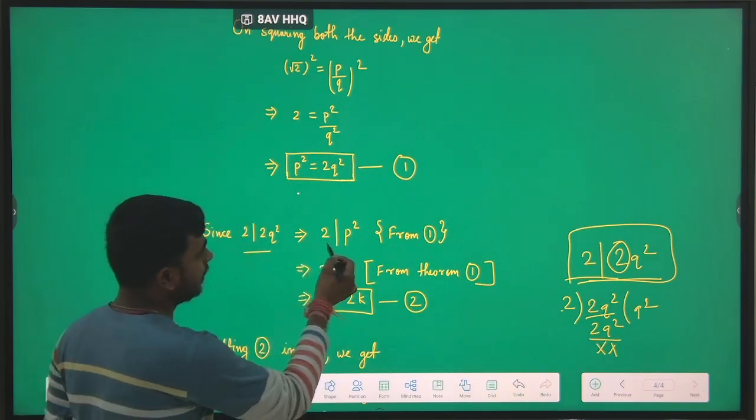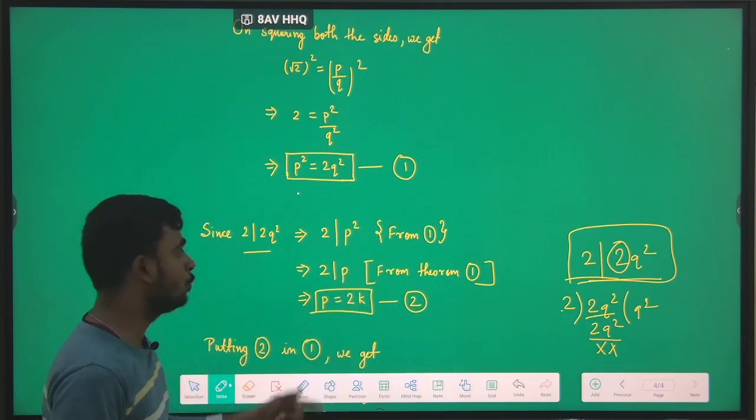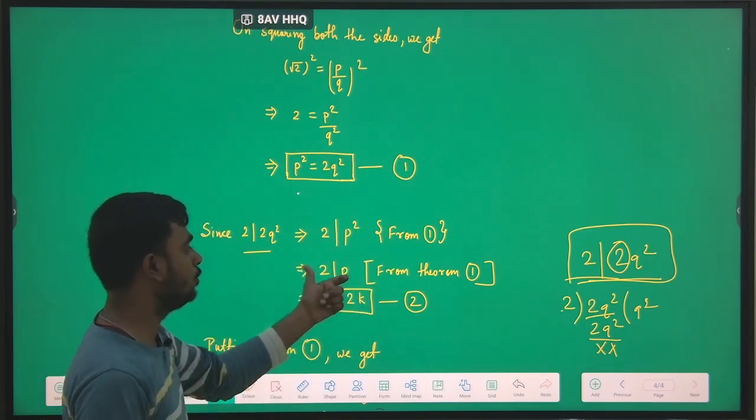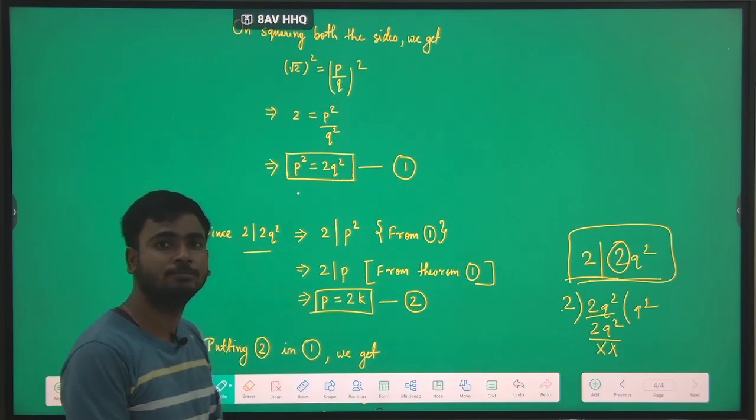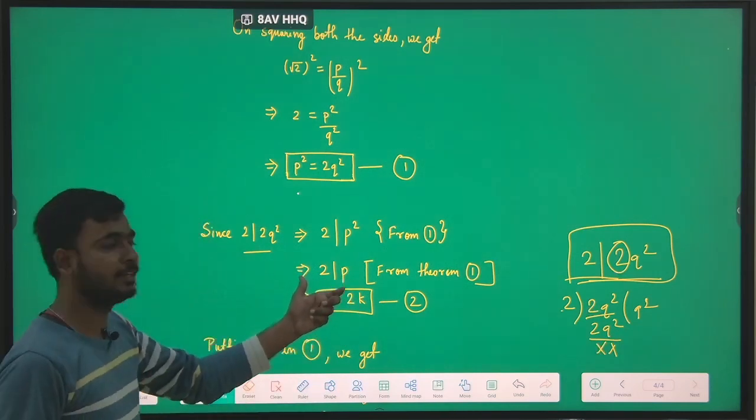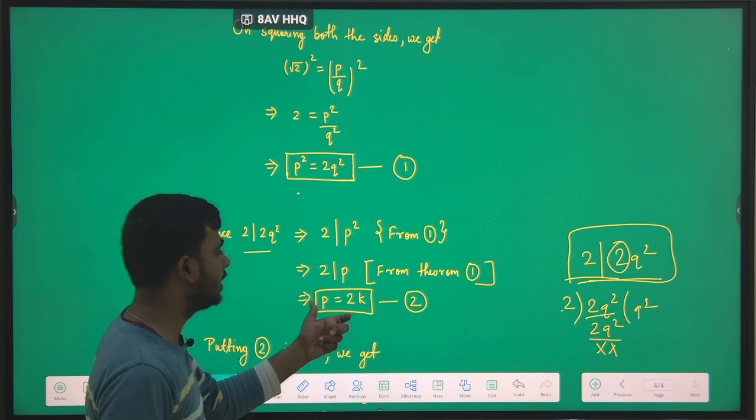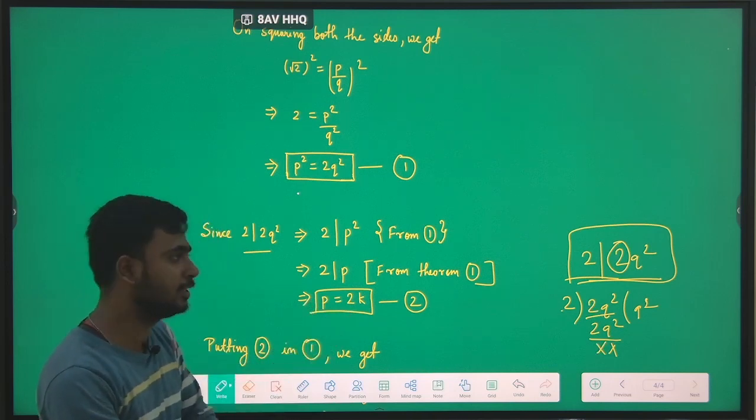तो यहाँ पे हमने क्या देखा कि 2p स्क्वायर को डिवाइड कर रहा है. तो पहले थ्योरम को अगर हम लोग यूज करें तो हम लोग बोल सकते हैं 2p को भी डिवाइड करेगा. ठीक है, 2p को भी डिवाइड करेगा. अगर 2p को भी डिवाइड करेगा तो हम लोग p इज इक्वल टू 2k लिख सकते हैं.